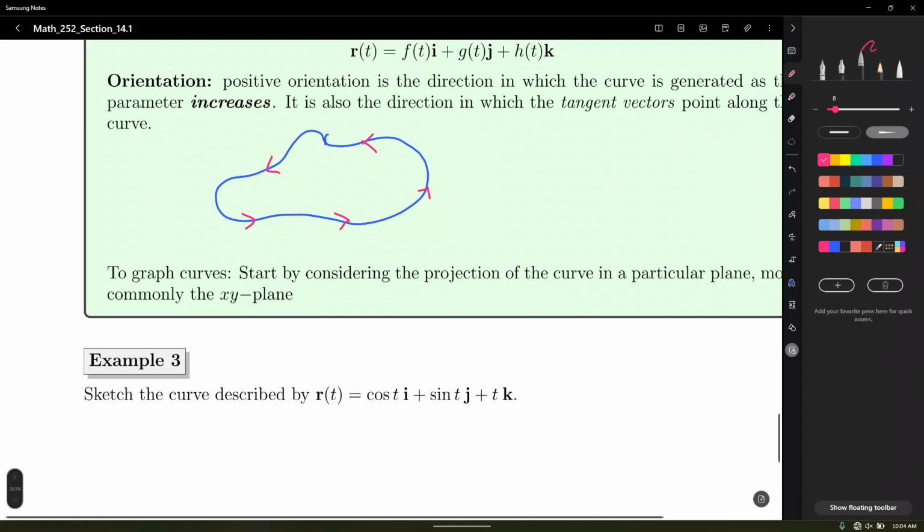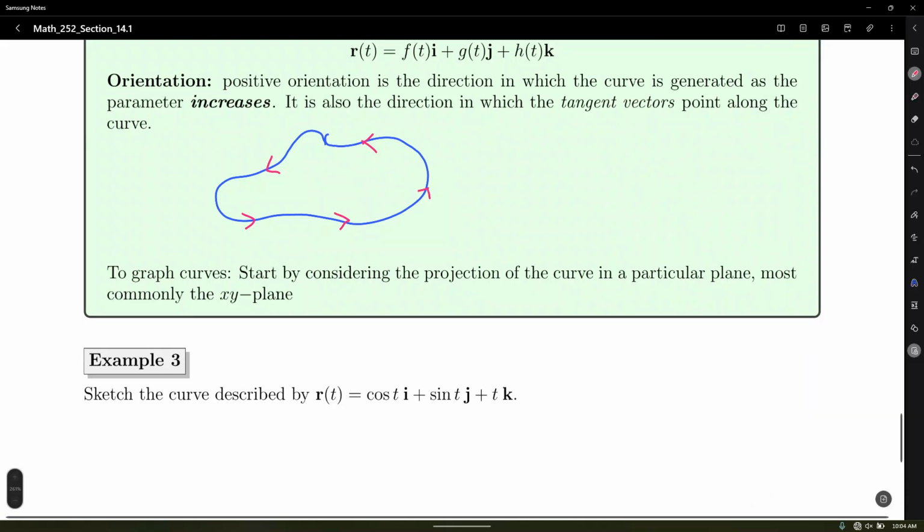Well, if we were to plot one of these curves in space, we would start by plotting the projection onto the xy plane and then make it 3D. But again, I'll show you in a second. I think, okay.